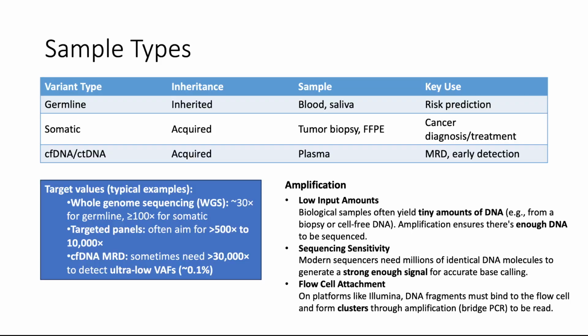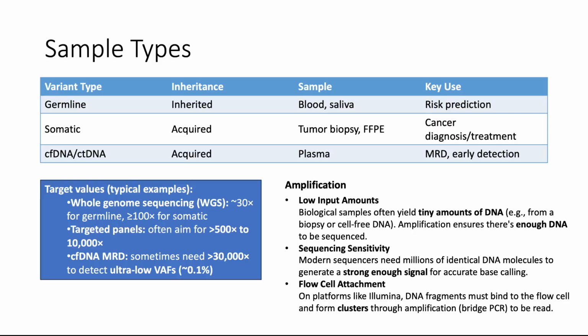Biological samples often yield tiny amounts of DNA, so for most of the sequencers we will need to provide amplification of this data, and this will allow us to produce strong enough signal for accurate base calling. And also these reads are being provided by bridges forming clusters in these flow cells, which allow sequencers like Illumina to make these reads.